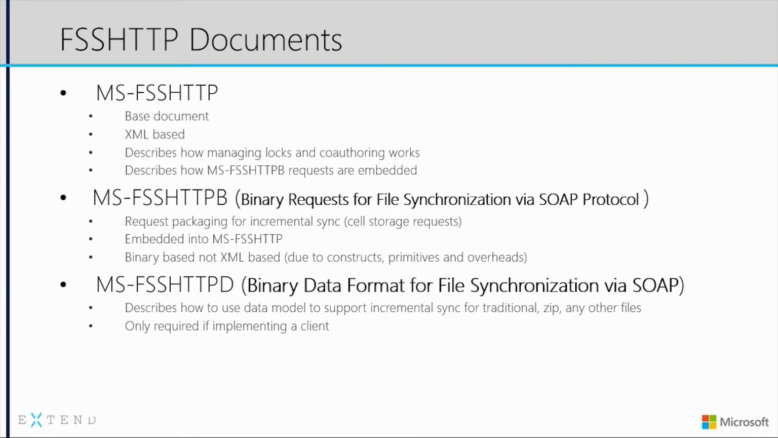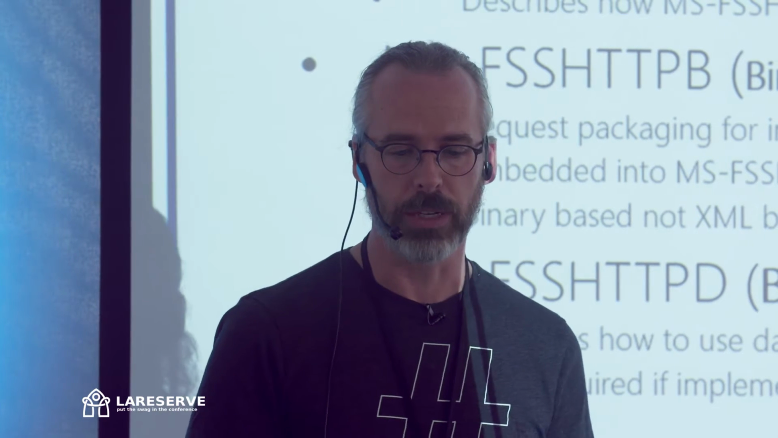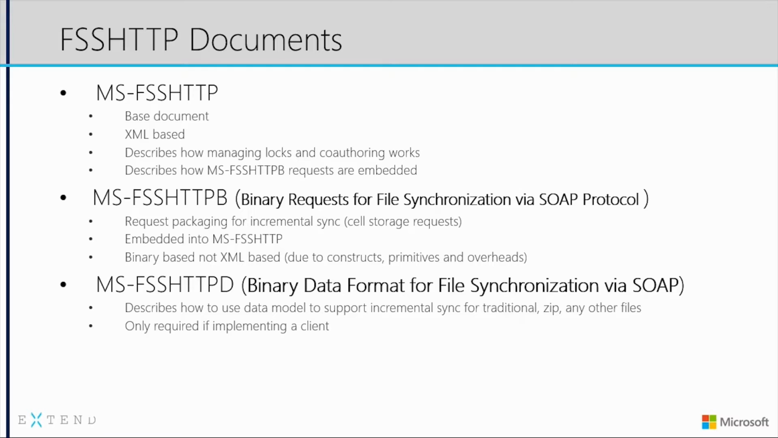FSS HTTP describes the wrapping SOAP requests. FSS HTTP-B describes the binary requests. These are the individual cells and parts of the documents that are being changed, only that are being changed for the incremental change. And then D describes the schema that document formats can use to break down their files so that they fit into the structures that we'll see in just a minute.